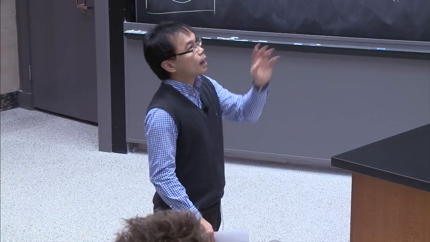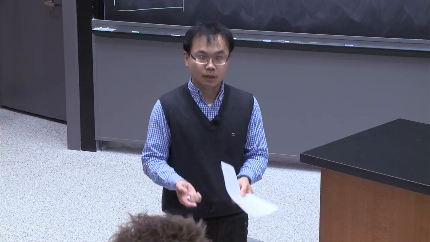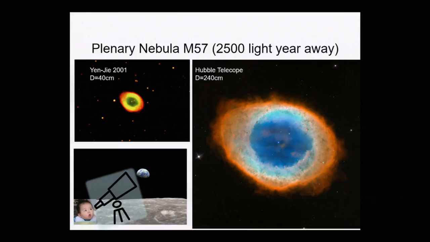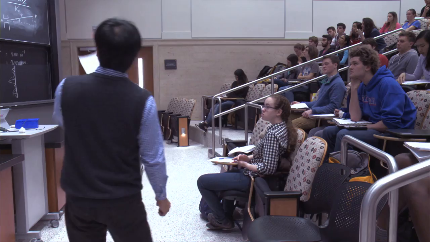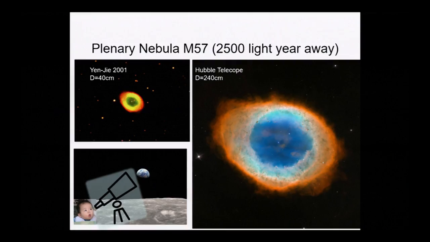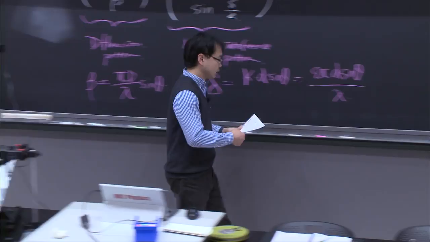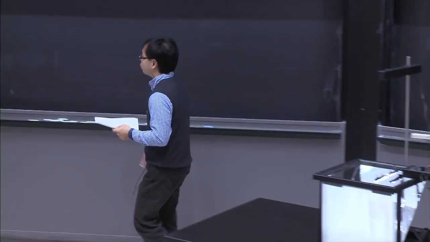And now, if you compare that to the d equal to 240 centimeter Hubble telescope, which is also above the atmosphere, right? That's very, very important. You can see that you do get a much, much better resolution, and you can see all the very, very fine detail of this image. And we are in the position to understand the resolution and the limit which we can have due to diffraction, all right?